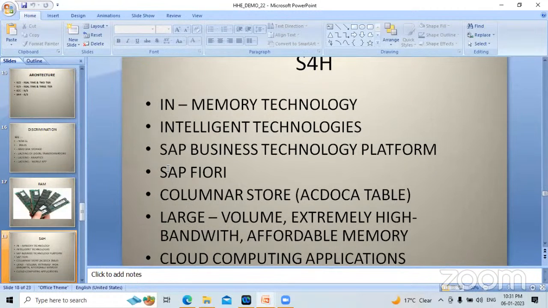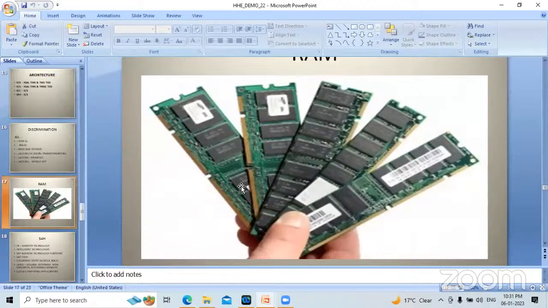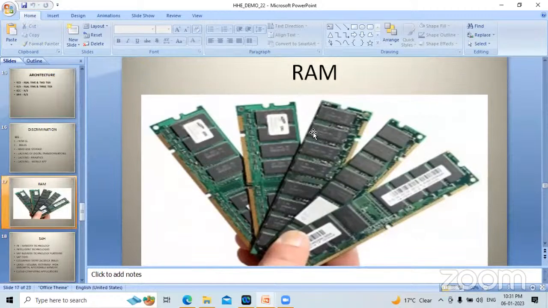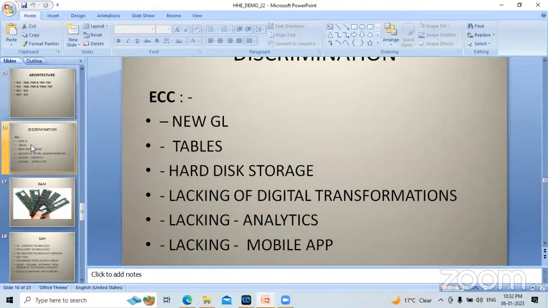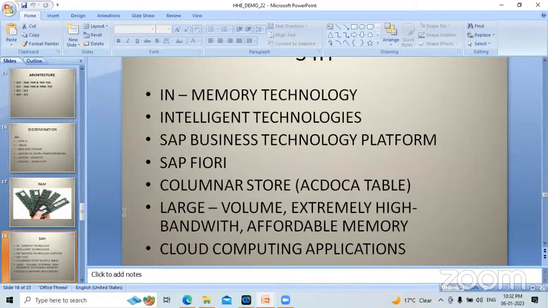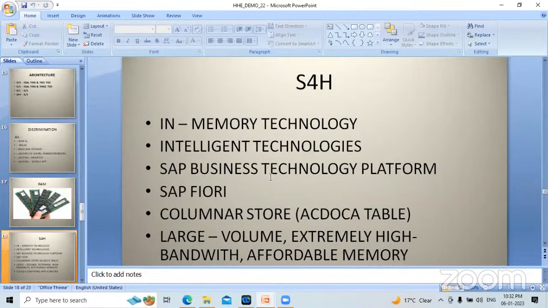And over here, instead of hard disk, we are using the RAM, random access memory. Over here, you can go for saving of the current data. Historical data are still saved in the hard disk. So speed is very fast, storage is very large. And intelligent technology made it change 180 degrees. So over here, 90% features of ECC you are having in S4HANA, 10% new technologies are added.